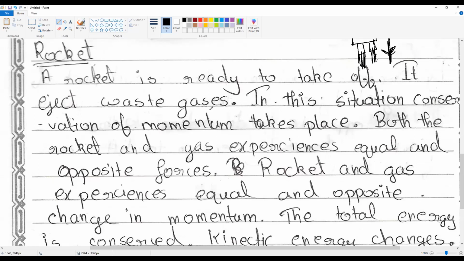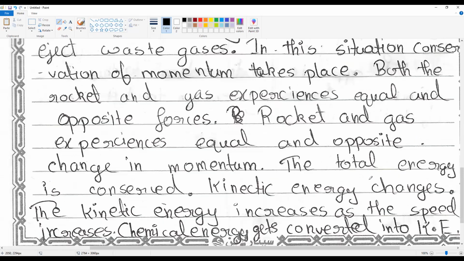A rocket is ready to take off. It ejects the waste gases. In this situation, conservation of momentum takes place. Whenever they tell you about two bodies pushing each other, you have to write it like this, just writing the names of the bodies in place of gas and rocket, that's all. So they said both the rocket and gas experience equal and opposite forces. Rocket and gas experience equal and opposite change in momentum.